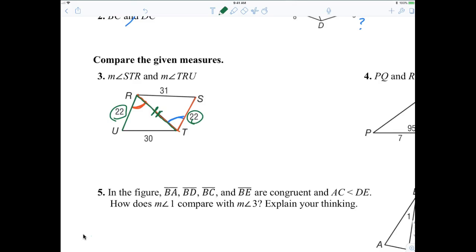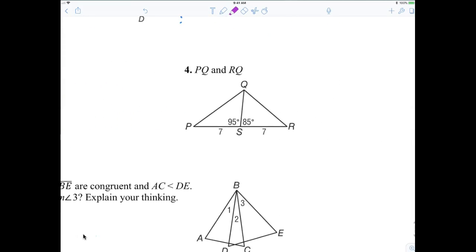All right, so now you can see that it satisfies the what? The side angle side. So now we can say the 30 compared to the what? 31. Everybody with me on this? So then the STR, you said it properly, is greater than TRU. All right. Let's look at number 4 now real quick. All right. So PQ must be what? Right. Right, again, that was kind of easy.